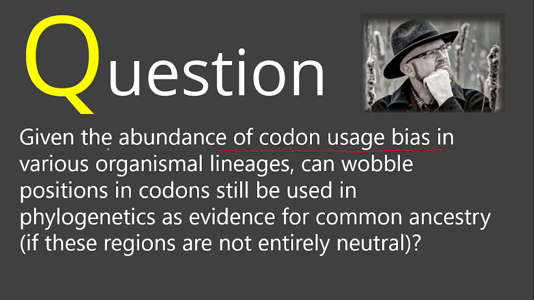Can they still be used for phylogenetics as evidence for common ancestry? All right. The common ancestry part of this, I'm not sure how that really affects this, but it doesn't actually matter. It can affect phylogenetics, and phylogenetics is using DNA sequence comparisons, in this case, to try to identify and understand how species are related to each other, or families, or individuals are related to one another, by common ancestry.